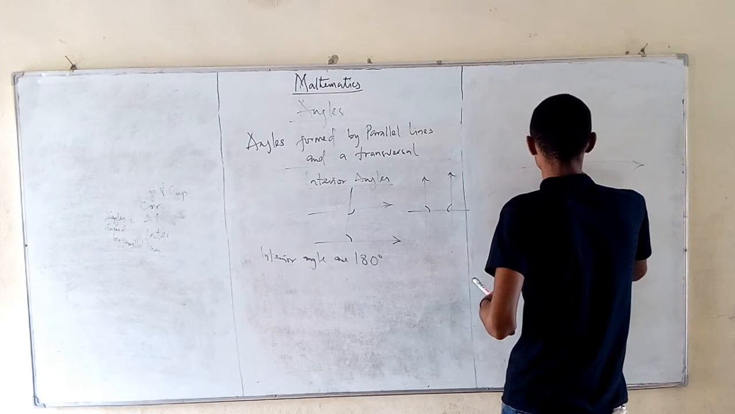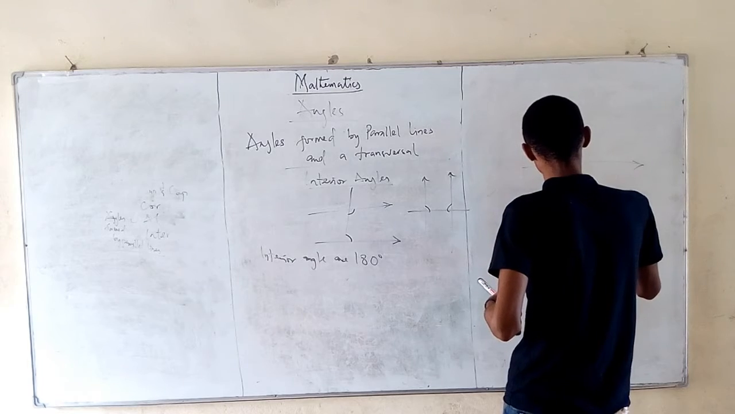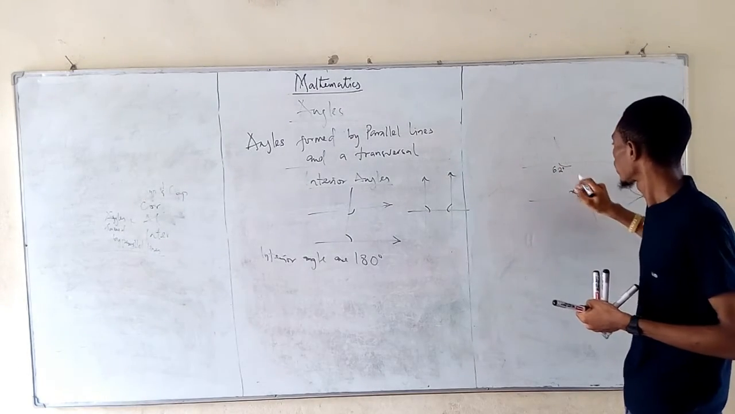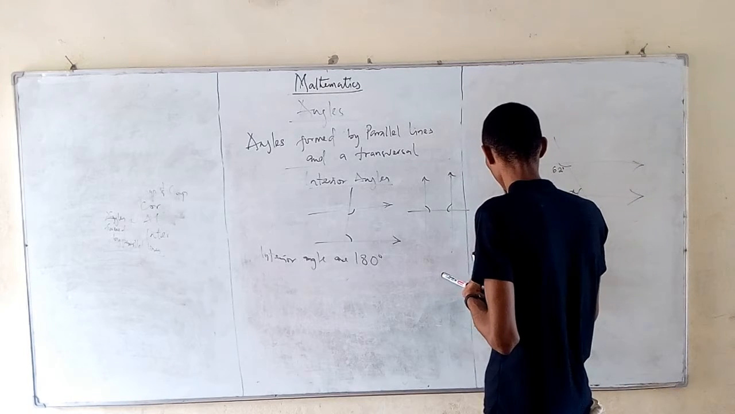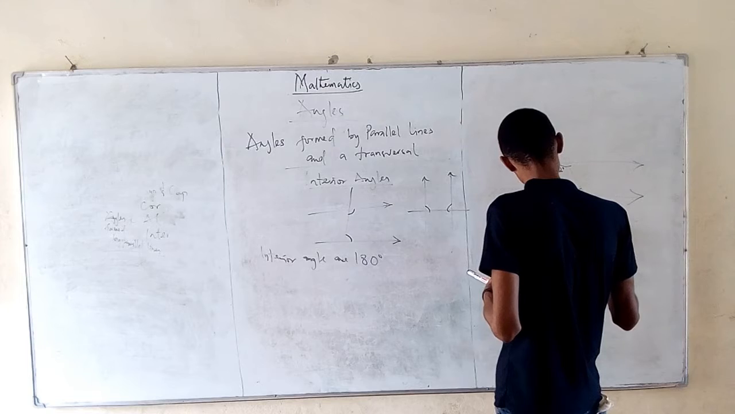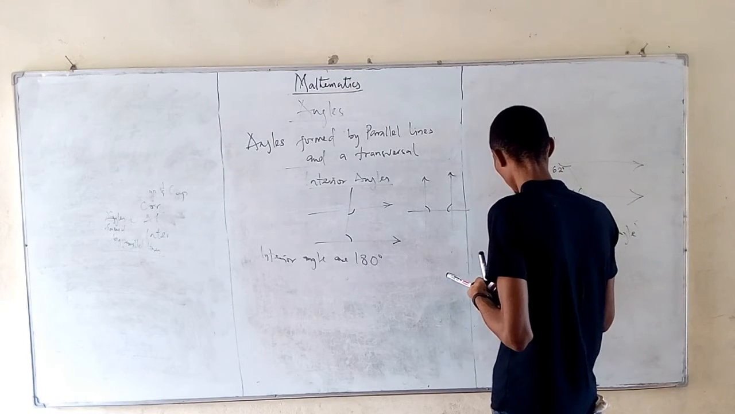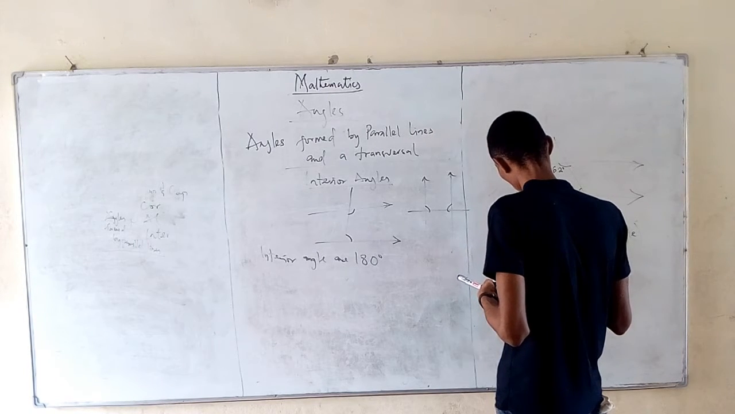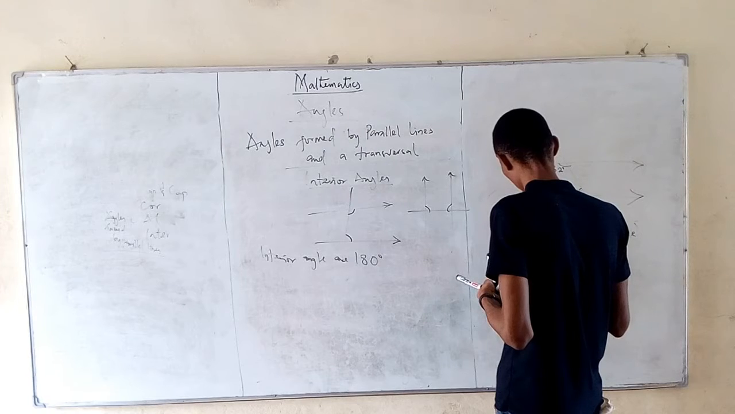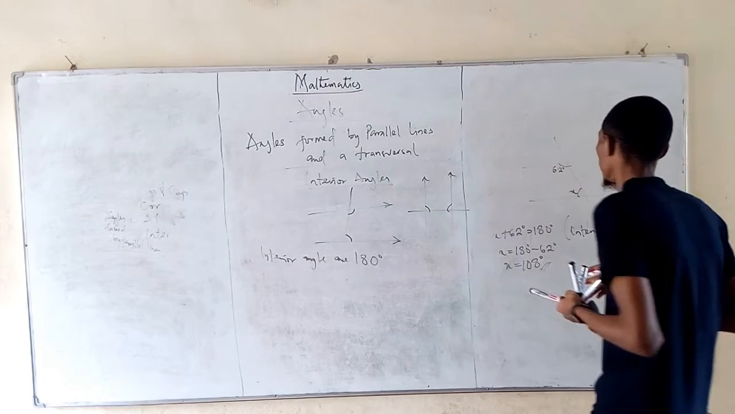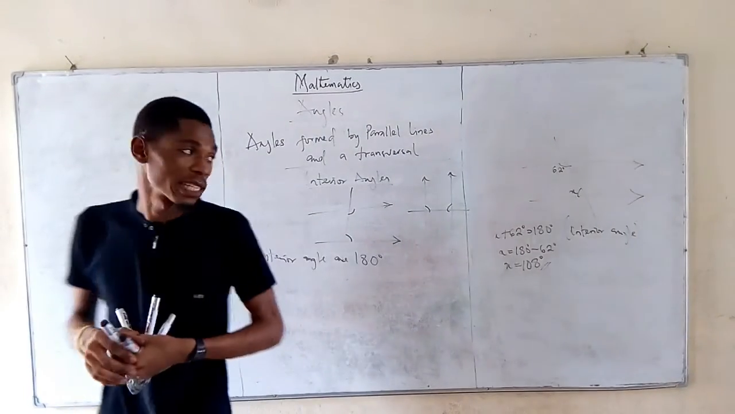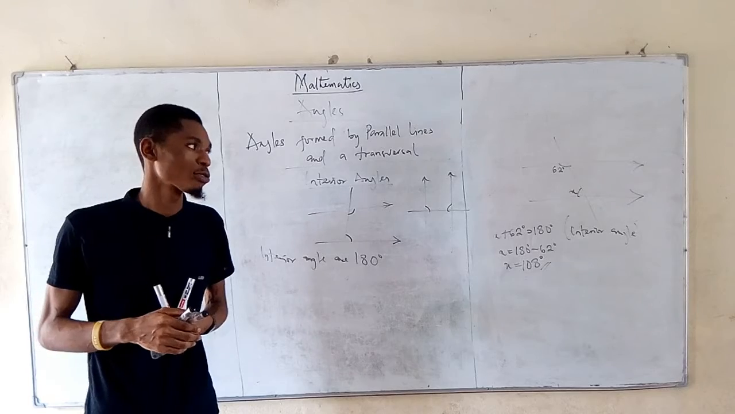If here is 62 degrees and here is x, they are interior angles. And I say interior angles sum up to be 180 degrees. So x plus 62 degrees is equal to 180 degrees. Why? They are interior angles. So our x is equal to 180 minus 62 degrees. So x is equal to 108 degrees. Are we together? Please, that is how to do interior angles.